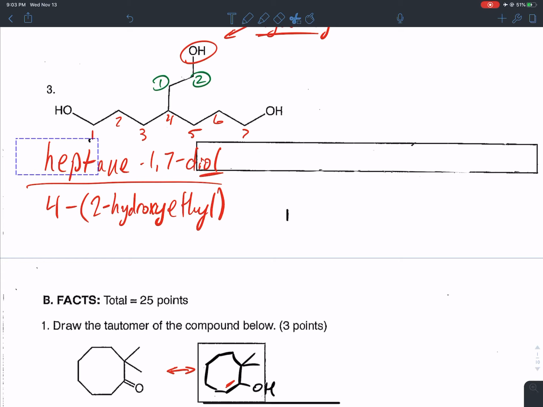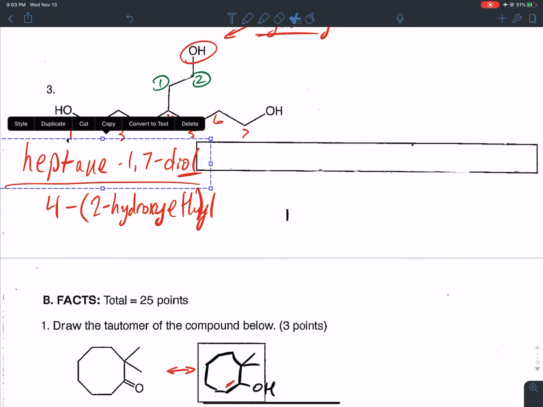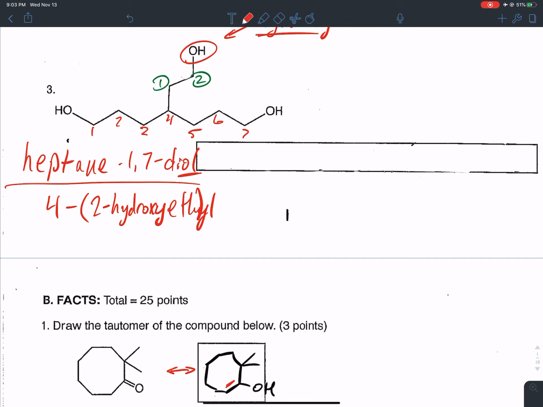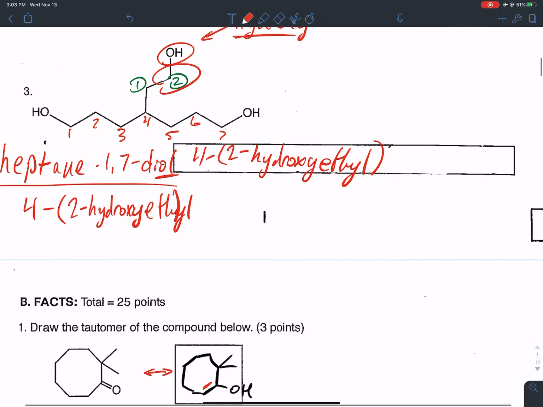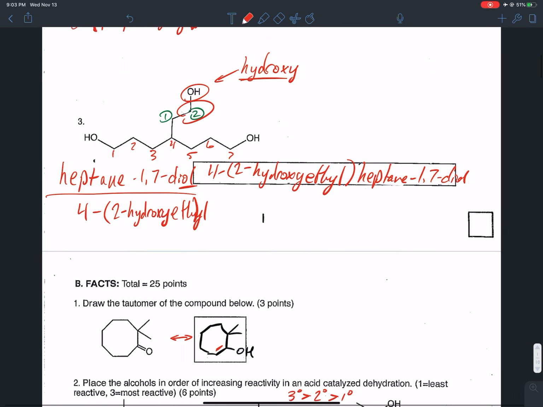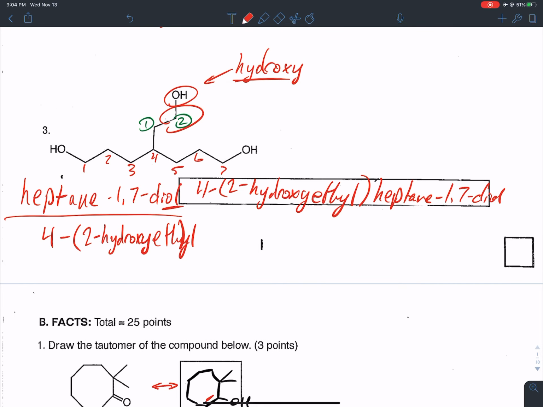So let me just move this so it's out of our box. Get these numbers back. Awesome. Okay, we're ready to go. So we're going to start with stereochemistry. There is none. So now we're going to go to our subs. 4, dash, open parenthesis, because we need to say this carbon 2-hydroxyethyl. Close that. We're done talking about the sub. Now we have heptane-1,7-diol. And that's it. That is the 2018 exam.